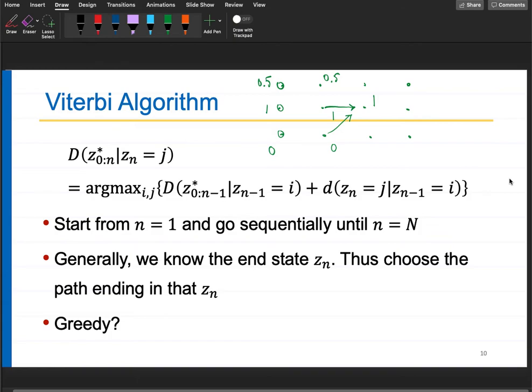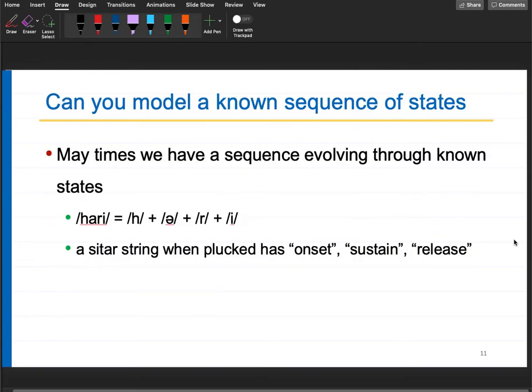For one node, there's only one optimal path. So if there are k nodes in one layer, then there are only k optimal paths. So if you are tracking k optimal paths, then there's no need to track any other path. Yeah, maybe your argument seems good. I will look back into it. Okay, for the time being, let's move on.